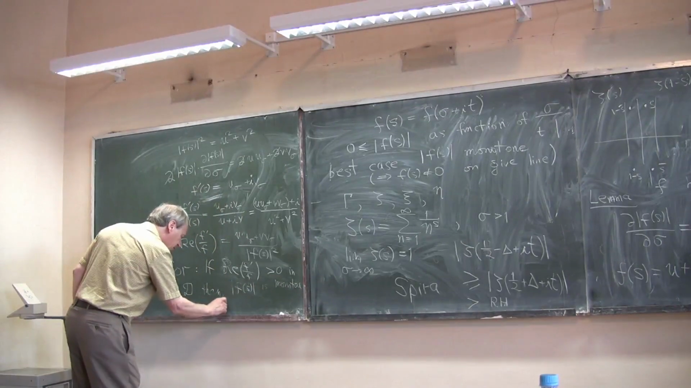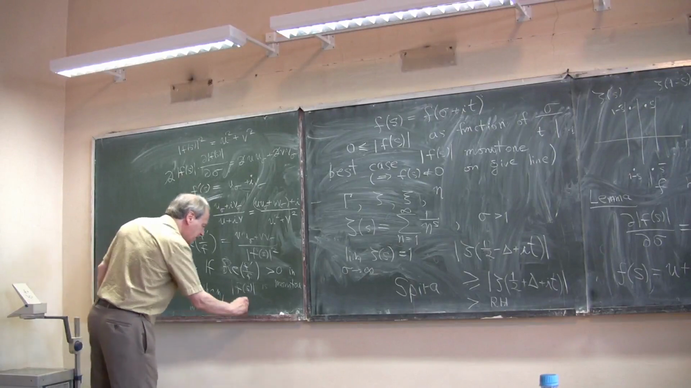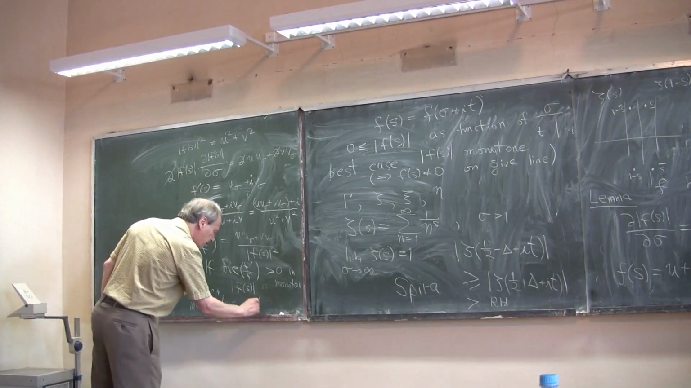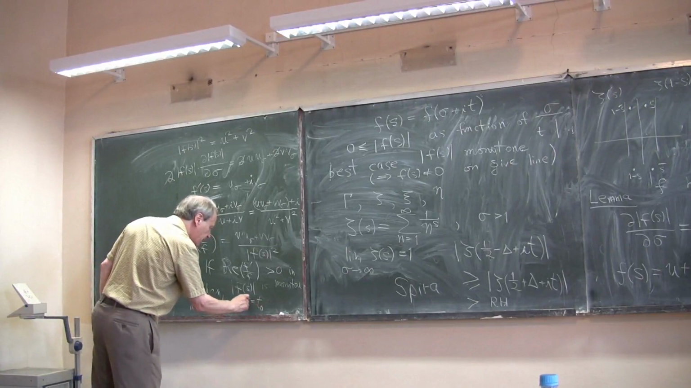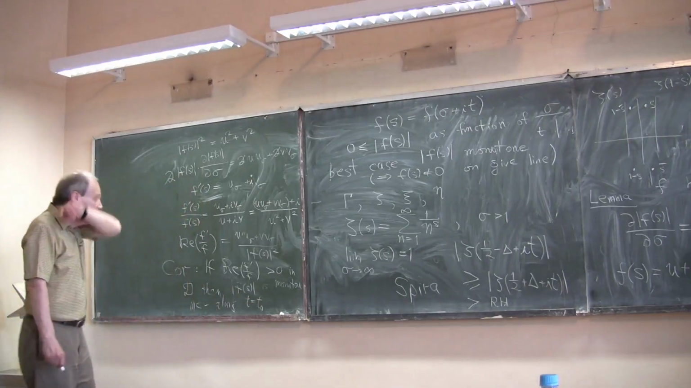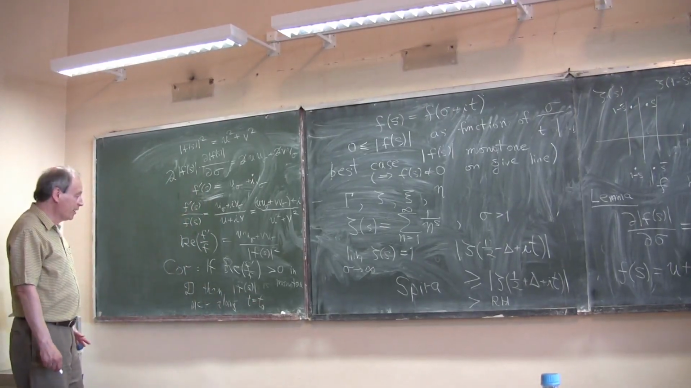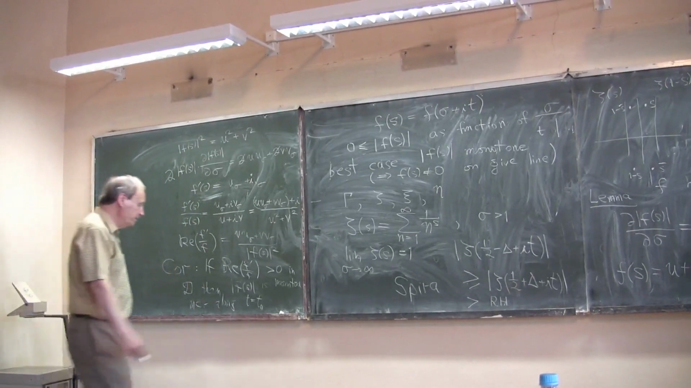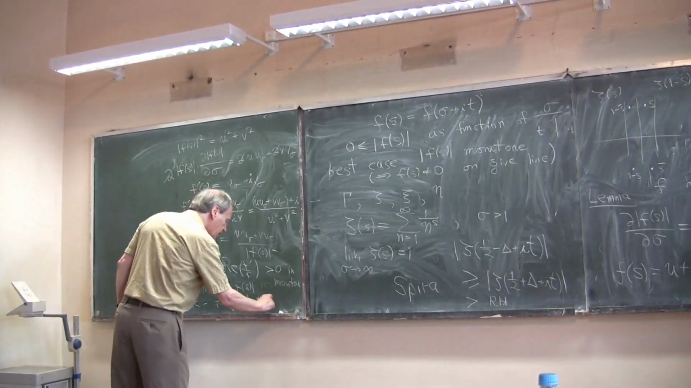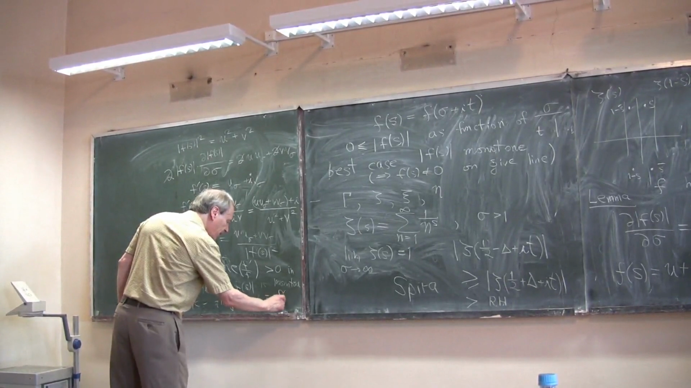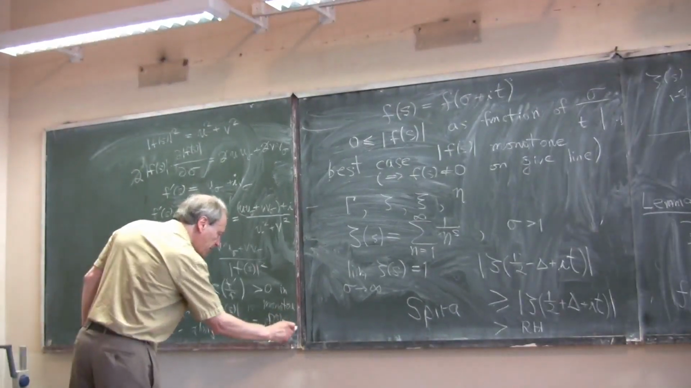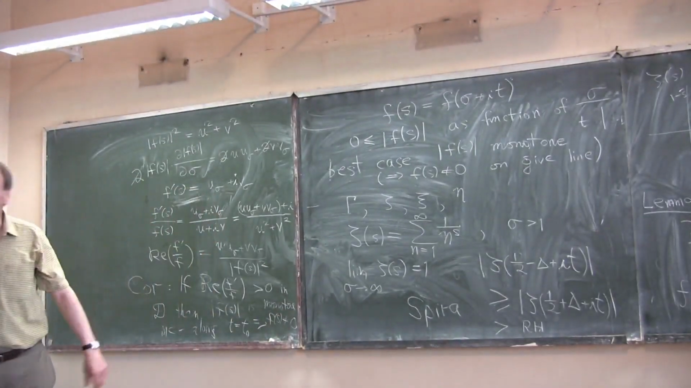along any horizontal line, let's say t equals t0, inside that domain. And in particular, it can't be 0. So obviously this implies f of s is not equal to 0 in that domain.